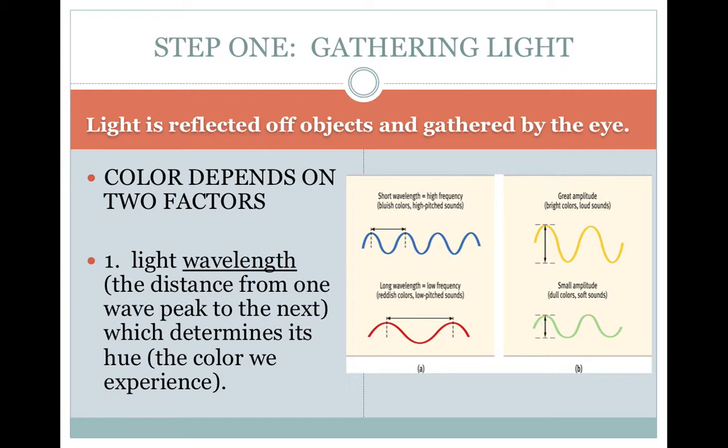Wavelength is the distance from one wave peak to the next, and that wavelength will determine the color that we perceive, or the hue. So when you look at the blue electromagnetic waves, the peaks are very close to one another. It's a very short wavelength. And the shorter the wavelength, the more bluish colors we perceive on the rainbow, bluish and purple. The longer the wavelength, like you see with the red, the distance from one peak to the next is extended, and we see reddish colors. So when you think about red, orange, yellow, green, blue, purple, the longer the wavelength, the more reddish colors you see. The shorter the wavelength, the more bluish colors you see.